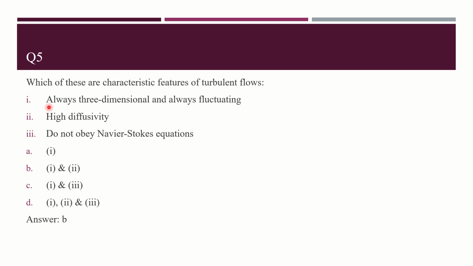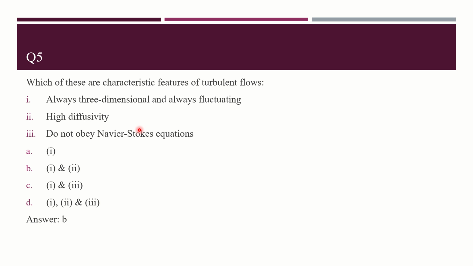In question 5, it is asked: which of these are characteristic features of turbulent flows? Option 1, always three-dimensional and always fluctuating. Option 2, high diffusivity. And option 3, do not obey Navier-Stokes equations. So in turbulent flows, which of the following statements are right? First one, always three-dimensional and always fluctuating. Second one, high diffusivity. And third one, do not obey Navier-Stokes equations.